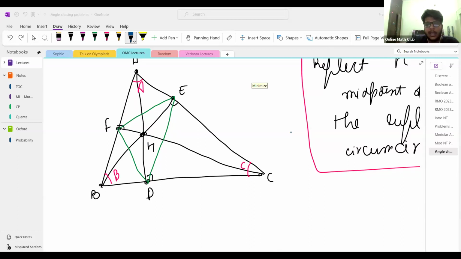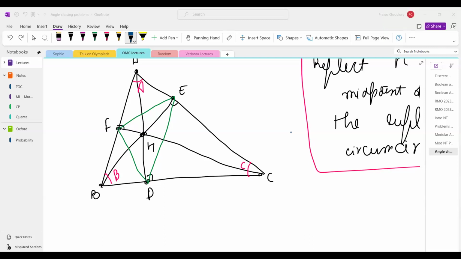Okay, you don't need to tell all the angles, like at least one or two angles. That would be nice. Like, three basic angles would be angle FHE would be 180 minus A, angle FHD would be 180 minus B, and DHE would be 180 minus C. Right. And how do you get those?